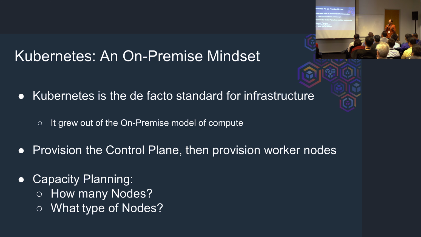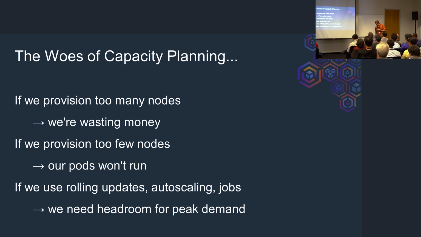But because of its model, the whole way of provisioning a Kubernetes cluster is you provision the control plane, and then you provision your worker nodes. And now we get into capacity planning. How many nodes do you need? What type of nodes? Should they have specialized hardware? How many of those do we need? So capacity planning is actually quite hard.